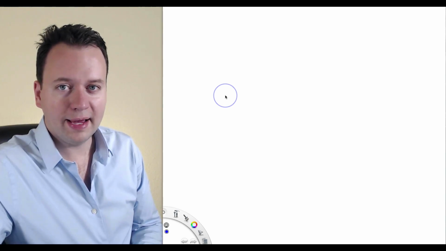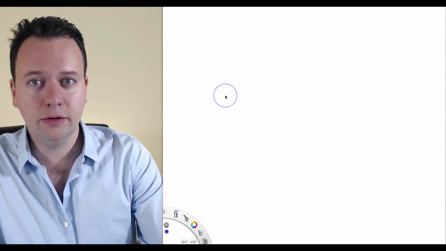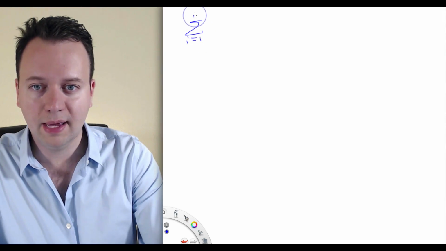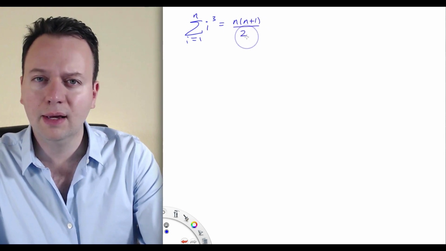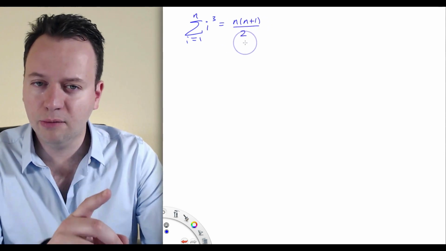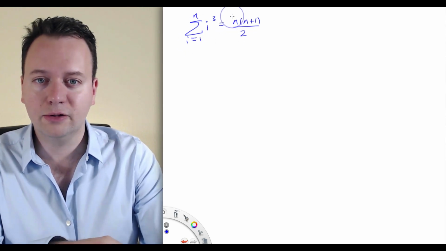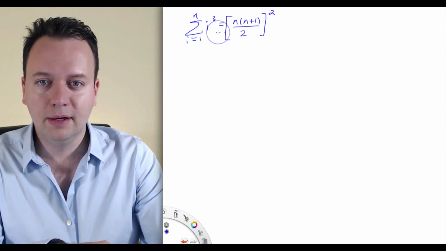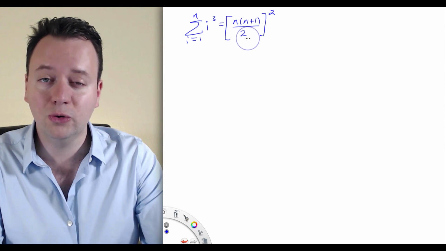As a final example of one of our summation notation formulas, we have the following theorem. It says that the sum from i equals 1 to n of i cubed is equal to n times n plus 1 over 2. Now you're thinking to yourself, wait a second, that looks familiar. That's just the sum from i equals 1 to n of i, and that is correct. But we take that and we square it.